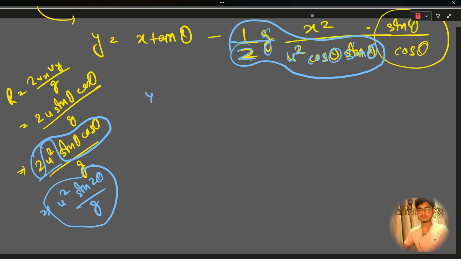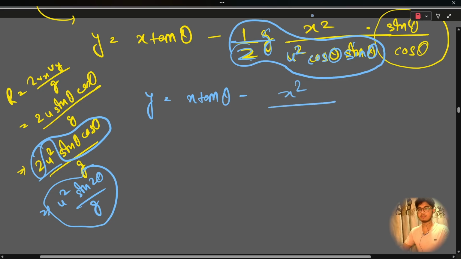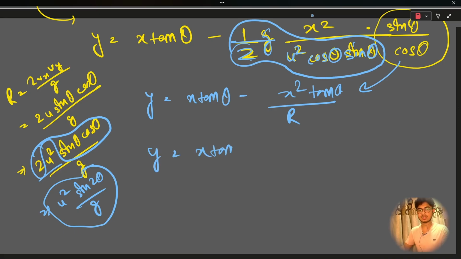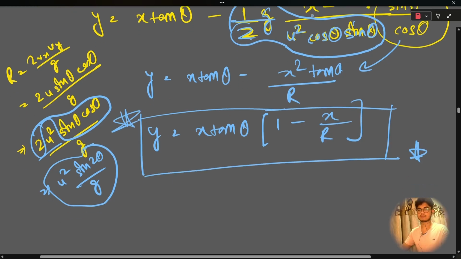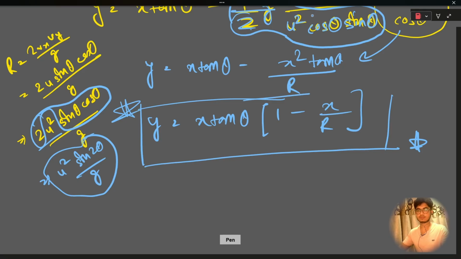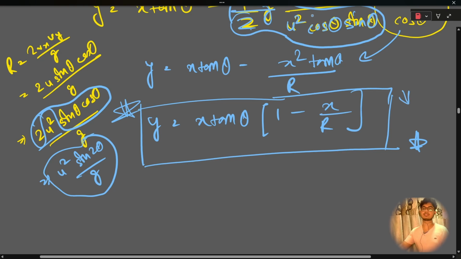So this is nothing but y equal to x tan theta minus x square by r tan theta. The tan theta comes from here. Okay, so just take x tan theta common. You can write this as 1 minus x by r. This is basically the equation of projectiles. That's it.